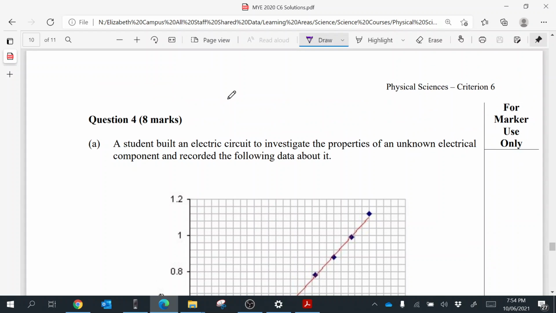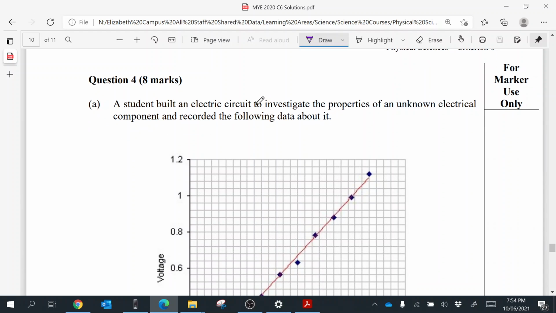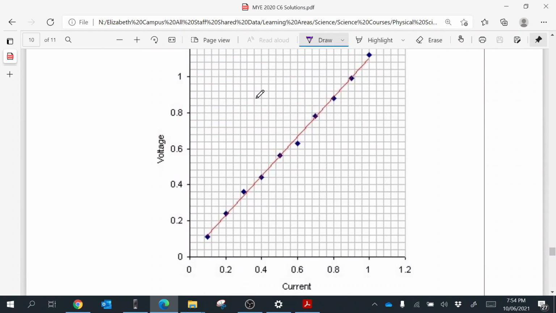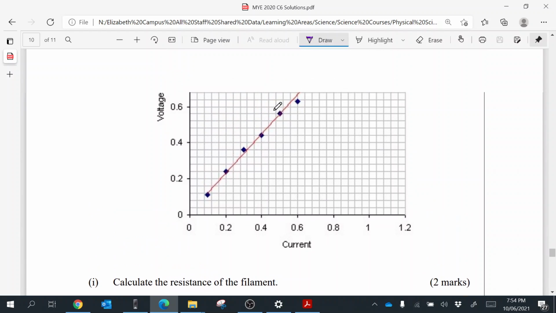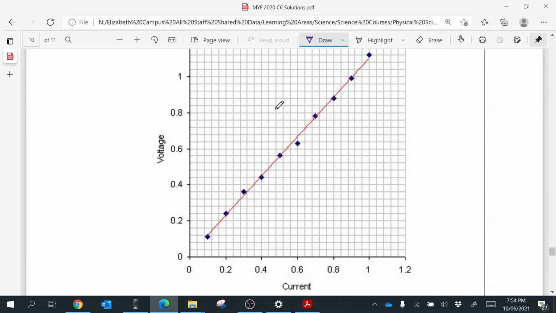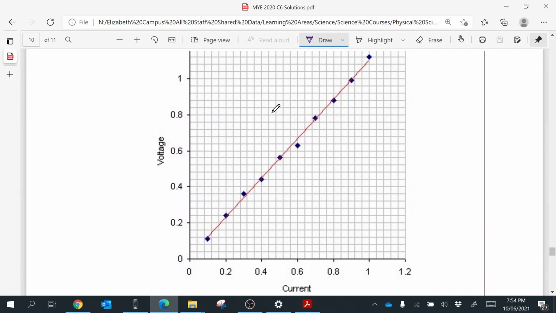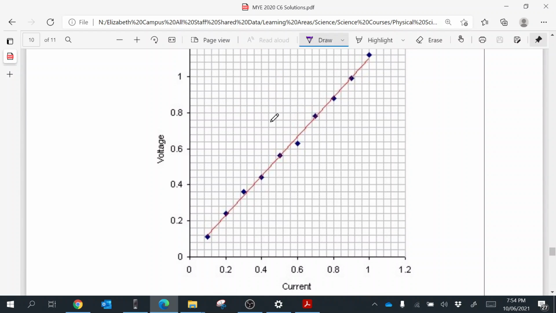A student built an electric circuit to investigate the properties of an unknown electrical component and recorded the following data about it. Okay, great. Calculate the resistance of the filament. So we just need to grab a point anywhere where we can see. We'll grab one on the red line somewhere. Let's try and get that one.